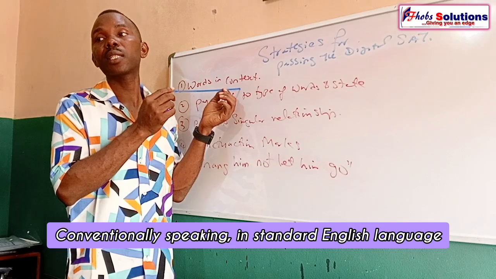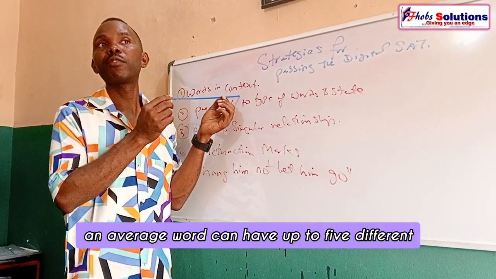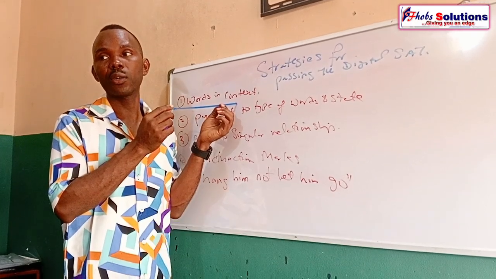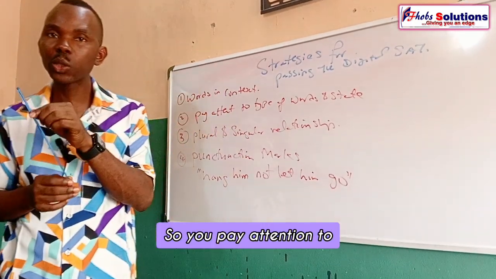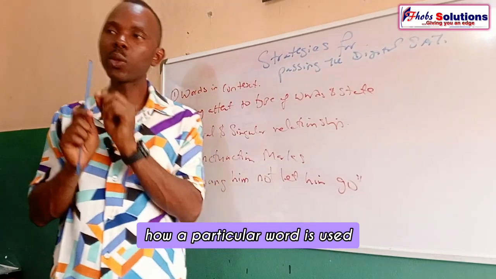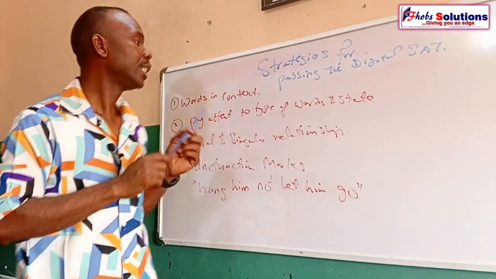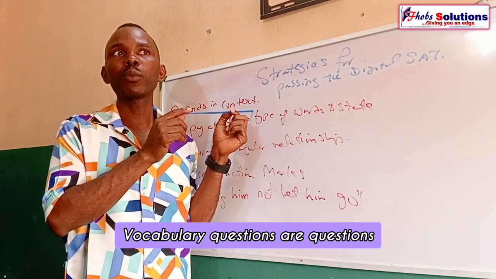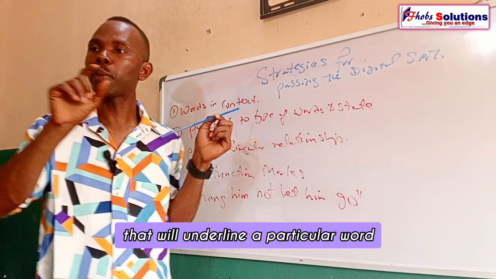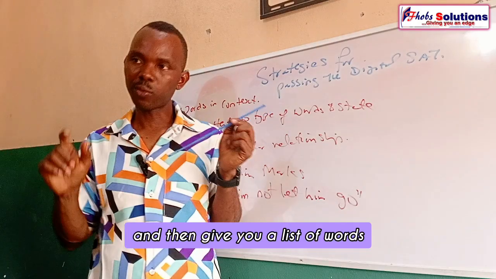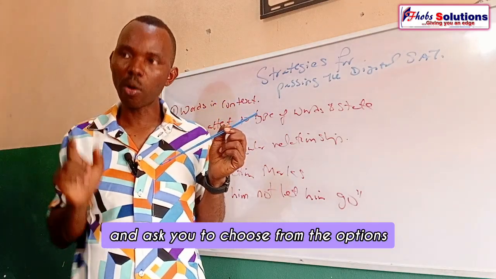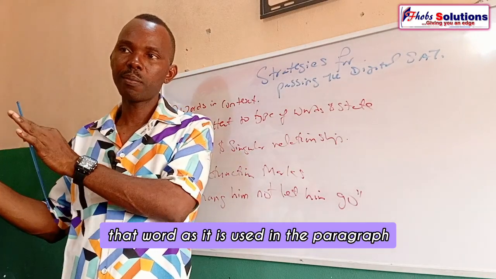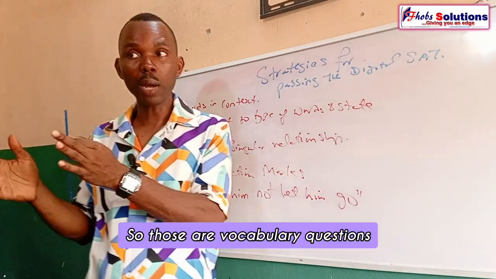Conventionally speaking, in standard English language, an average word can have up to 5 different meanings. All right. So you pay attention to how a particular word is used. This is very important for vocabulary questions. Vocabulary questions are questions where they underline a particular word and then give you a list of words and ask you to choose from the options which of them can replace that word as it is used in the paragraph. Do you understand now? So those are vocabulary questions.